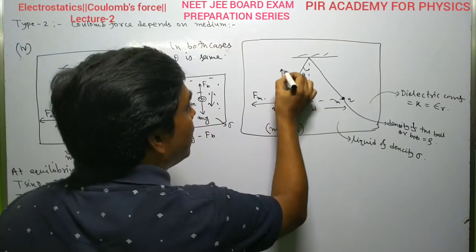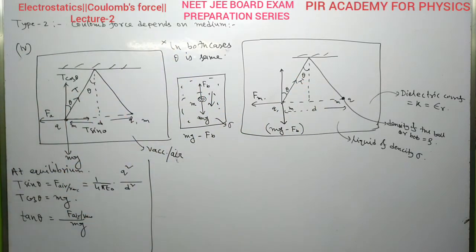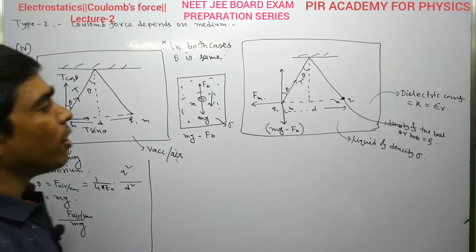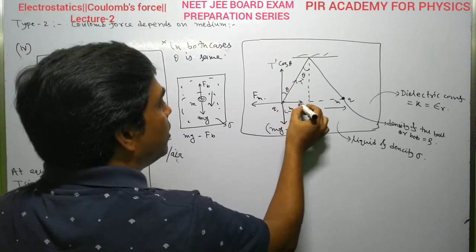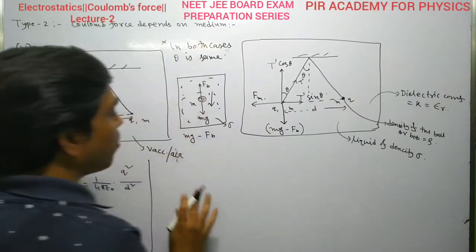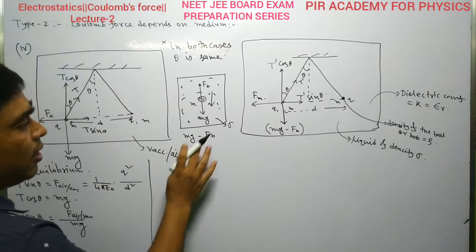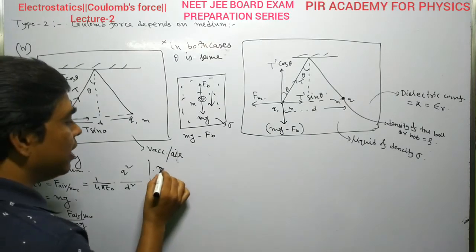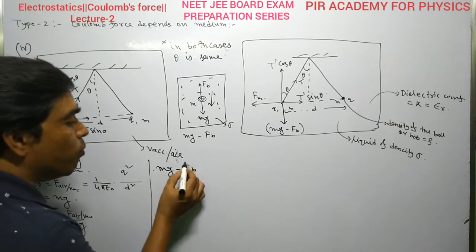But theta and theta are the same, because in both cases theta is the same, which means the separation between the two charges is the same. Now this will be T dash cos theta, and along this direction T dash sin theta. First of all you have to calculate the resultant, mg minus F b. That means you have to find the buoyancy force.